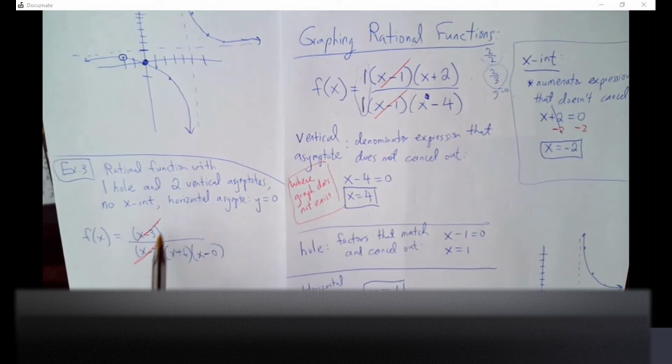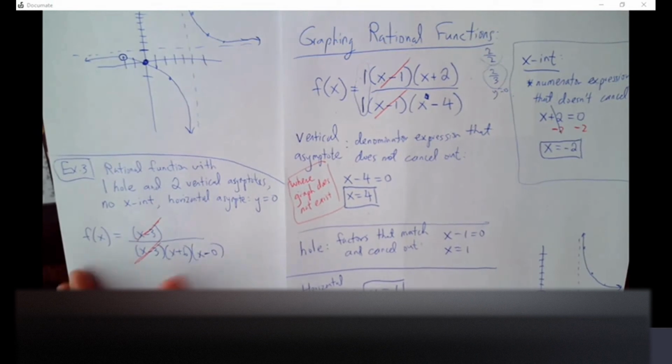Any X's here? No. Why not? Because it canceled out. Okay, because of the hole. Mm-hmm. But why can we not put like an X plus 1 or something up here? Because it asks for 2 vertical asymptotes. Okay, true. And that would be an X intercept. Right, and it says no X intercept. Mm-hmm. Good. Okay.